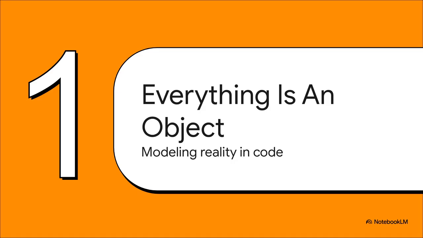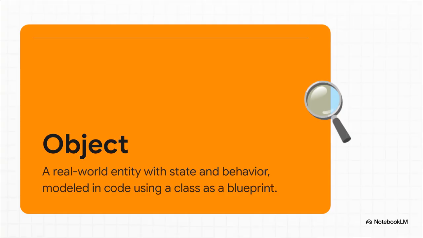Section 1. Everything is an object. Modeling reality in code. Okay, so this is the core philosophy of object-oriented programming, right here. We are literally modeling reality in our code. Take a smartphone, for instance. In the real, physical world, it has a specific state, like its current battery level or the apps you've got installed on it. And, of course, it has behavior, what it can actually do, like making calls or opening up those apps. Well, an object in Java operates the exact same way. It's simply a real-world entity modeled in code, complete with its own state and behavior.